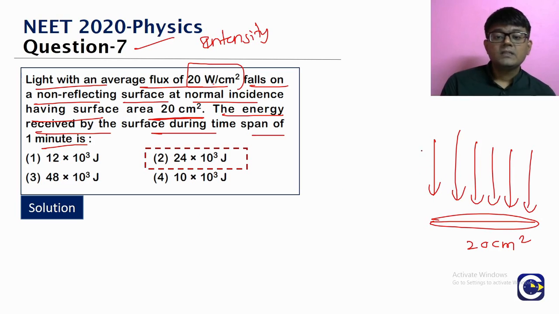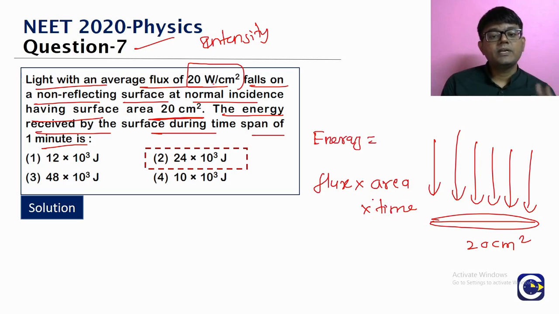It will be the flux multiplied by the area multiplied by the time. That's it. This is the energy received, because flux is energy per unit area per time. Power per area means energy per unit area per time, multiplied by the given area multiplied by the time. Here we have to be careful about the units only.